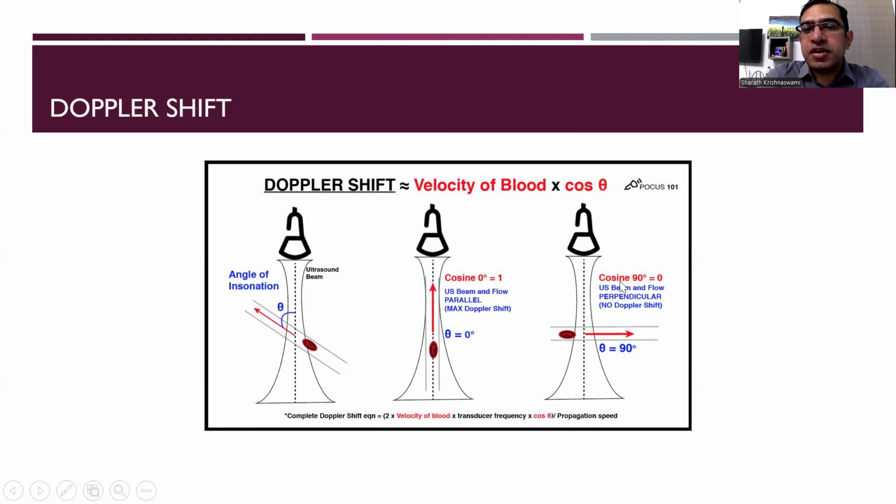If you look at the third diagram, the cosine of 90 degrees is 0. Here, theta is 90 degrees, and hence the cosine of 90 degrees is 0, and it will not be possible for us to obtain the necessary information to process the Doppler shift in this patient.